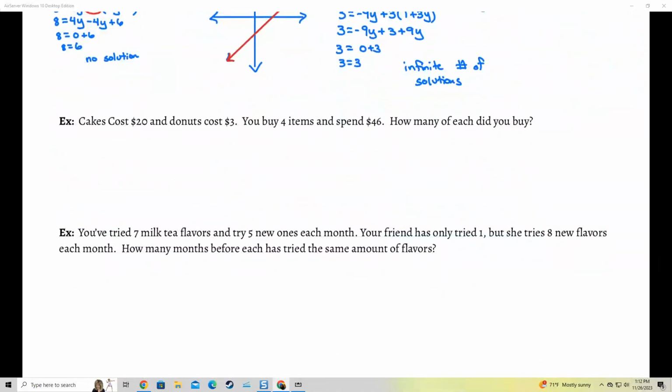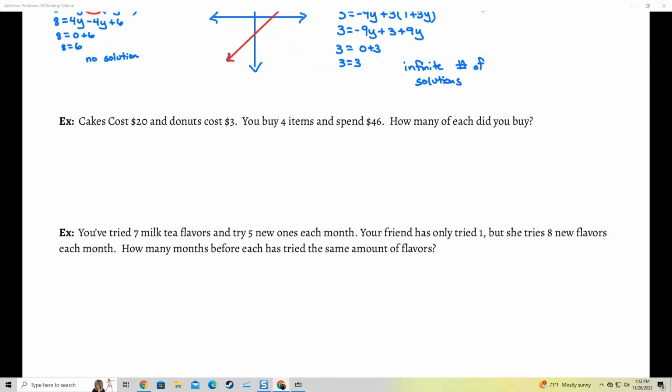All right, we're chugging along here. We're going to have 2 more problems, and then we're going to be done. We got a couple word problems. It says cakes cost $20 and donuts cost $3. You buy 4 items and spend $46. How many of each did you buy? Unfortunately, with these word problems, we're going to have to set up equations. So let's go ahead and start by doing that.